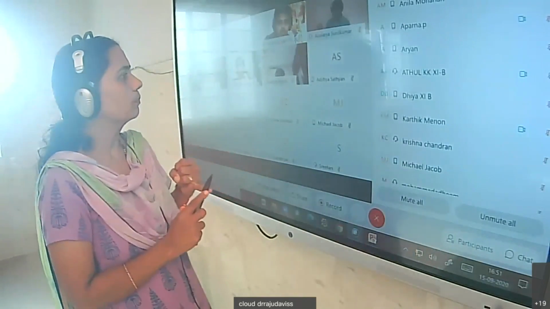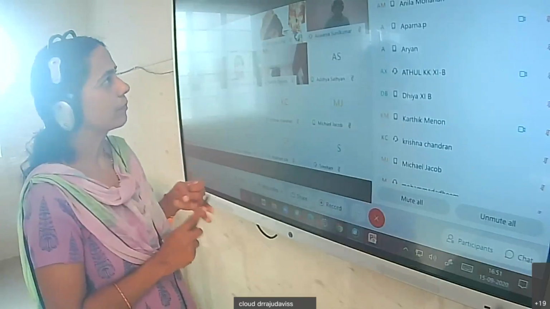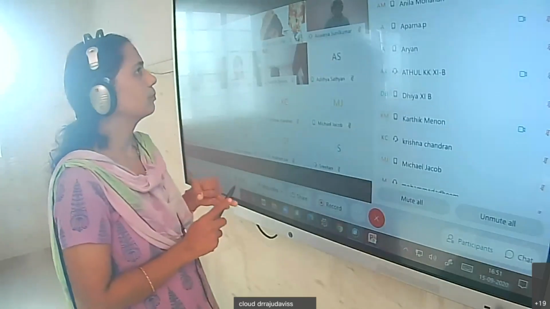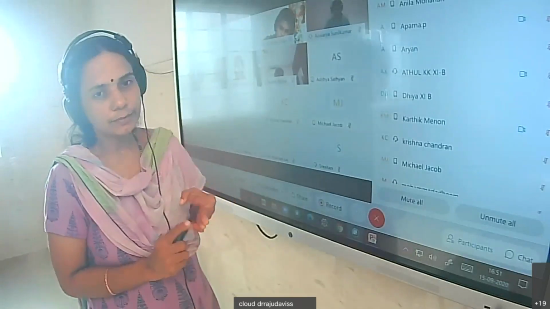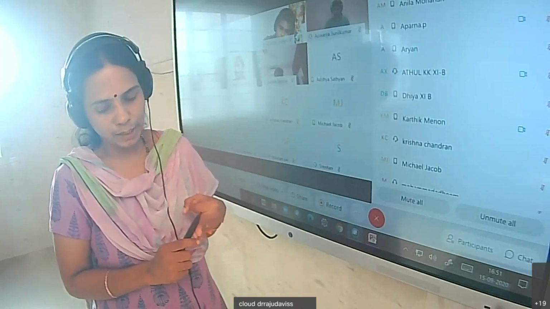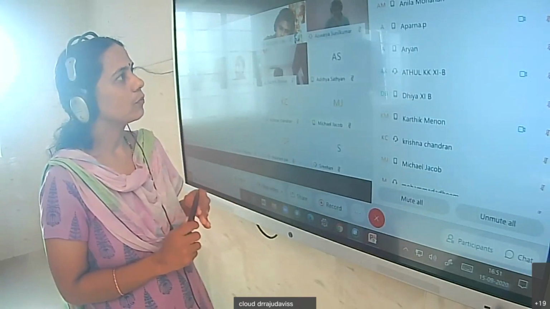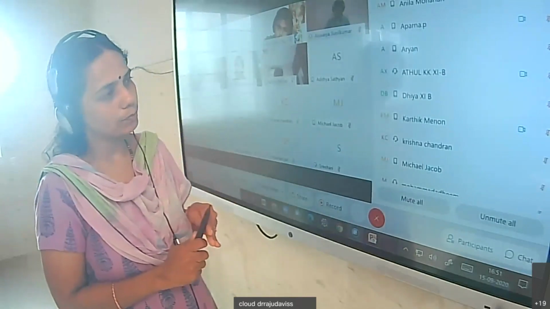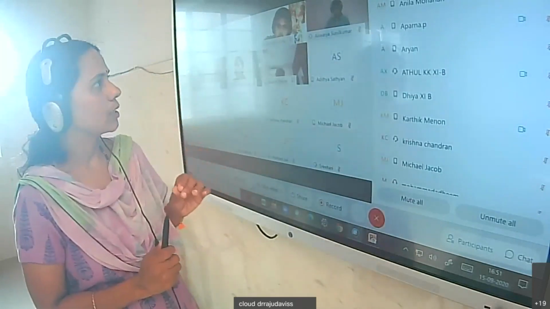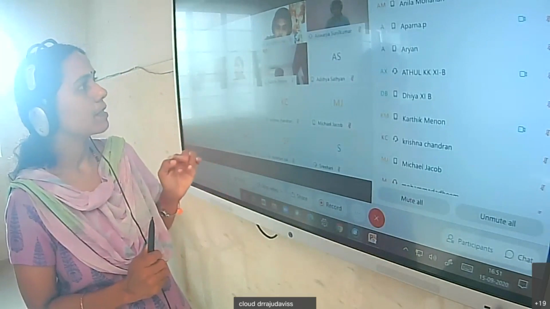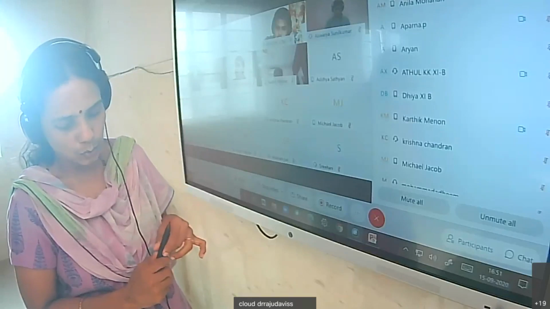A plus b the whole cube. Find out all these identities. What is a plus b the whole cube? A minus b the whole cube. Third one, a cube plus b cube. Fourth one, a cube minus b cube. Next one, a plus b plus c the whole square.